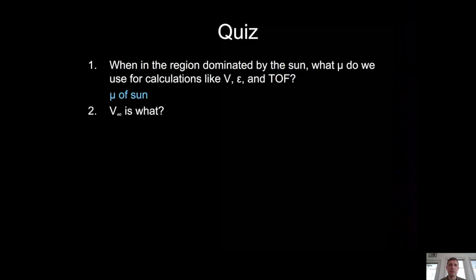All right, question number two. What the heck is V infinity? Well, V infinity is the hyperbolic excess velocity relative to your planet. We'll explain this. It sounds complicated, but it's really not that bad.